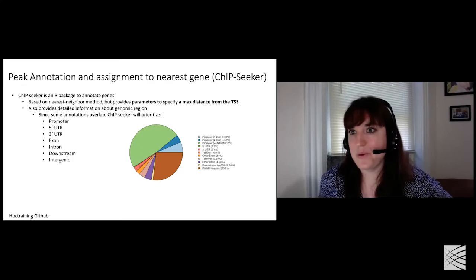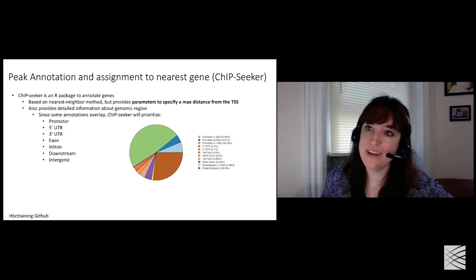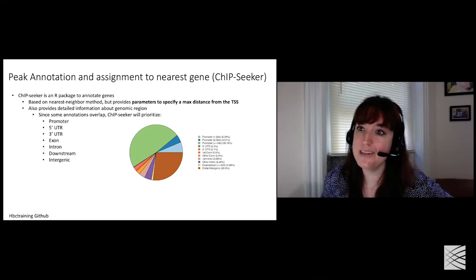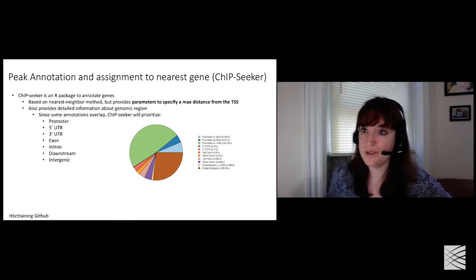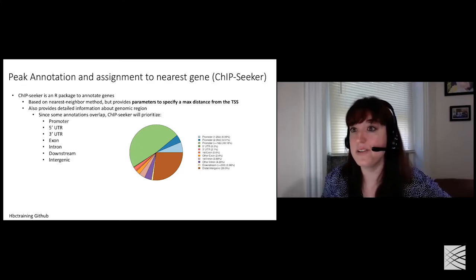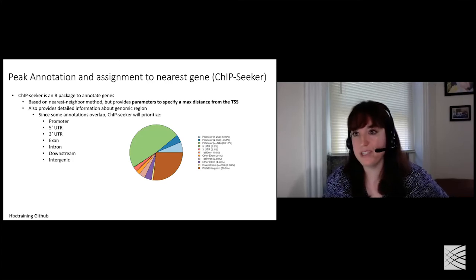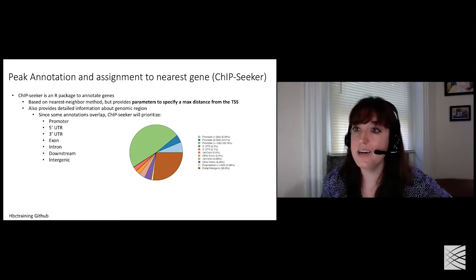That's an excellent question. I think it's just a numbers game, right? If you're at a promoter of a gene that's turned on, on average, Pol2 is not necessarily bound at every single promoter in every single cell in every single tissue type, right? So even if the gene is turned on in a tissue, it may not necessarily be turned on in every single cell. I think it's just a numbers game.